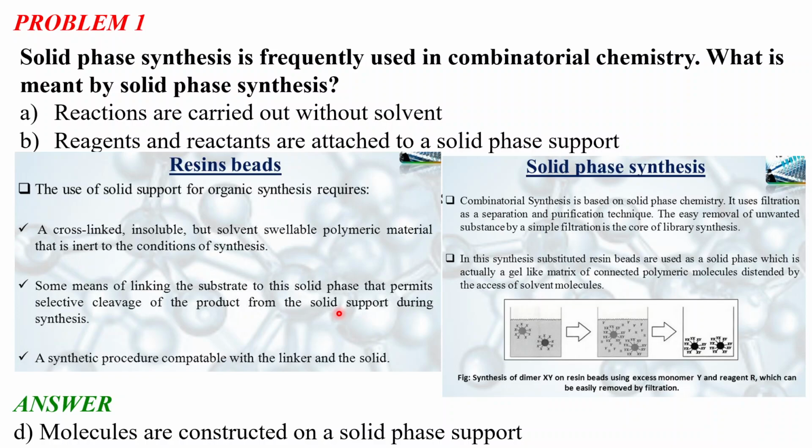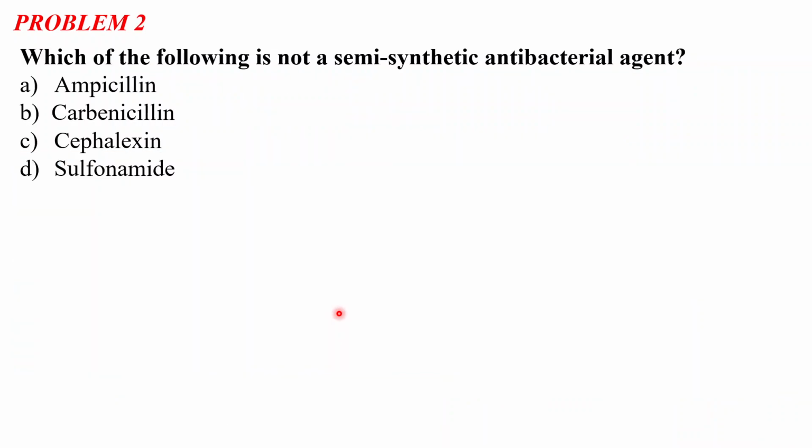Now I will move to the next problem. Problem number 2 says: which of the following is not a semi-synthetic antibacterial agent? Your options are A, ampicillin; B, carbamazepine; C, cefalexin; and D, sulfonamide. Which of the following is not a semi-synthetic antibacterial agent? All of you who are present in the class, please try to answer the questions.